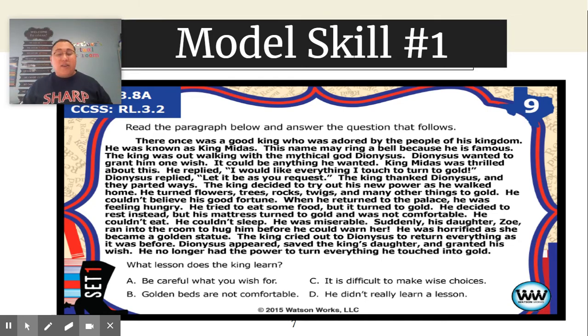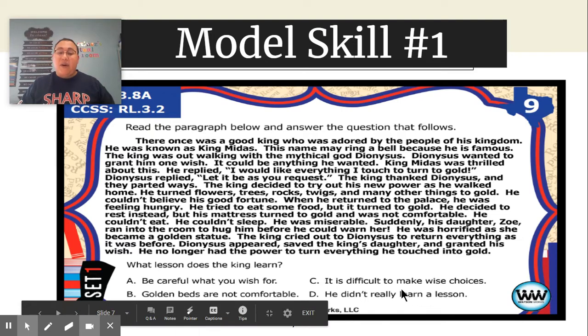realizes he doesn't need the gold. He doesn't want the gold. It's not as important as his family and being able to live, right? And he did learn a lesson because he cried out to Dionysus to return everything to as it was. If he didn't learn a lesson, then he would have just kept turning things to gold. He wouldn't have cared if his daughter was gold. He wouldn't have cared if he couldn't eat or sleep. He would have just kept doing it. But he did learn a lesson, and that was A, be careful what you wish for.